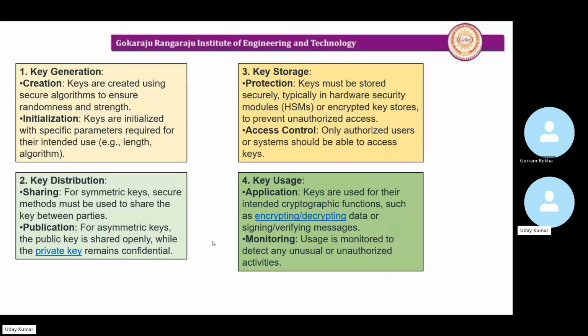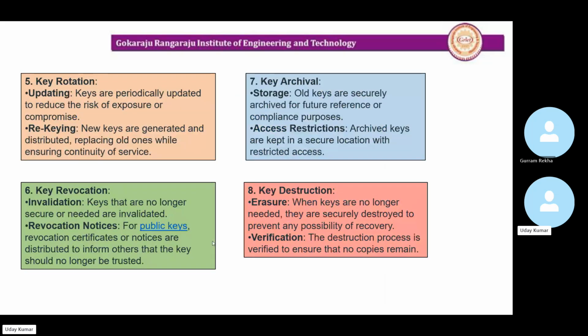So all these stages are explained. First is key generation. Once you generate the key, next is key distribution, for symmetric keys and asymmetric keys. Key storage: the key must be stored securely. Key usage: keys are used for their intended cryptographic functions, which can be encryption and decryption. Key rotation: keys are periodically updated to reduce the risk of exposure. Key revocation: those keys which no longer secure the information, where the hackers are able to find out the plain text, are no longer secure and need to be invalidated.